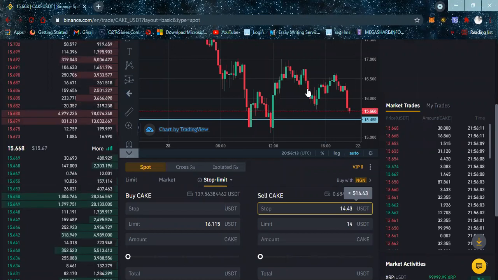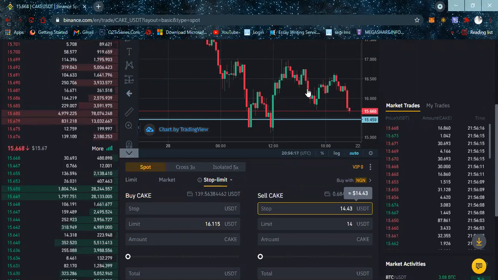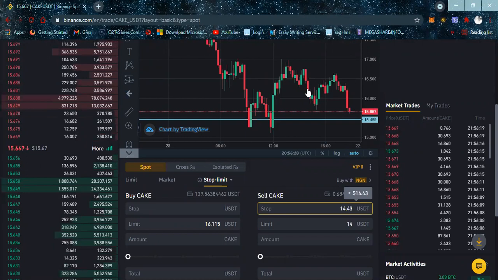Now I bought cake at 15.0. So should my stop loss now be below the amount I bought it? Yes. Stop loss means you want to stop the amount of losses you get from that trade. When you sell lower than your entry, that's when you're at a loss. When you sell higher than your entry, you're in profit.